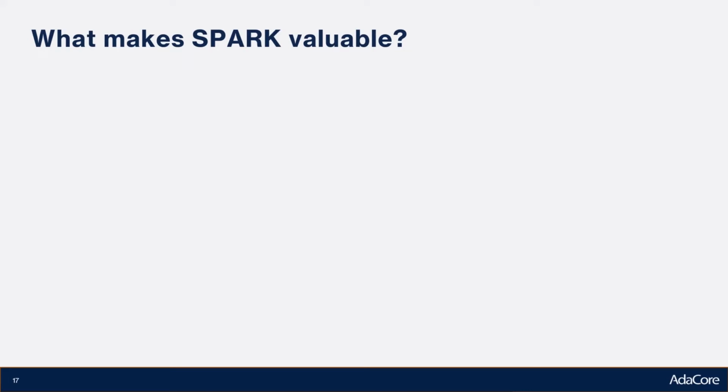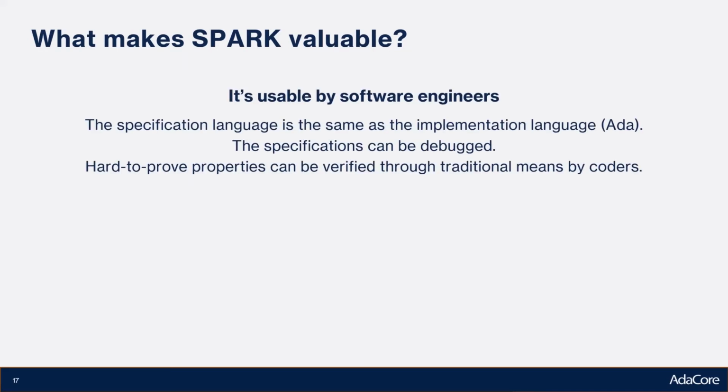All right, so what makes Spark valuable? One of the coolest things is that it can be used by normal people. If you're used to an edit, compile, debug cycle, you basically just add proving to the mix. So it becomes edit, prove, compile. It's all done using one consistent language. The specifications for proof are done using the same language as regular implementation code, namely Ada. The specifications can be debugged, and coders get to express and prove properties of their code using a workflow that they're used to.